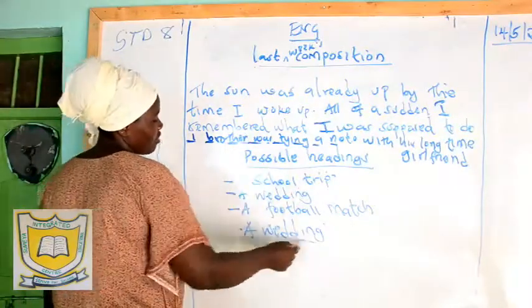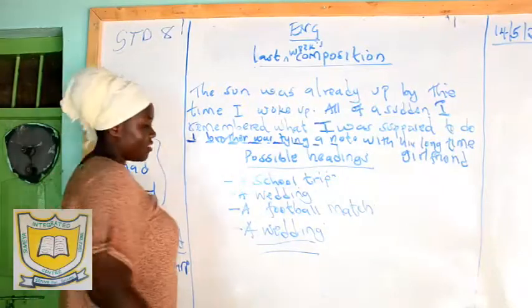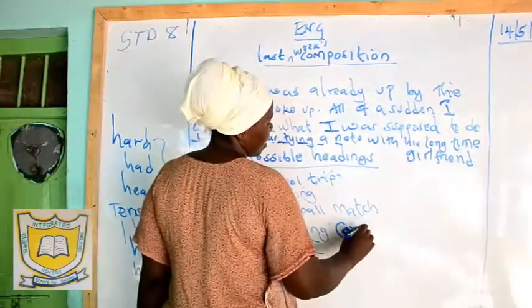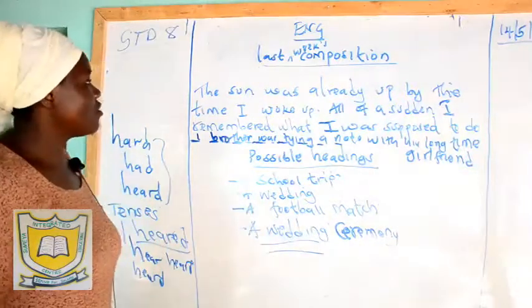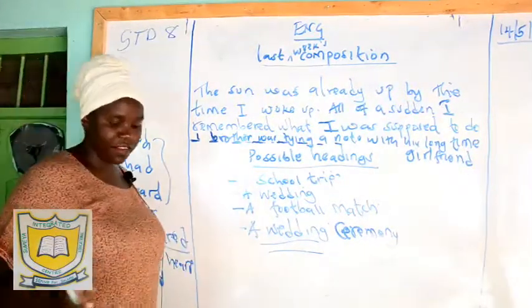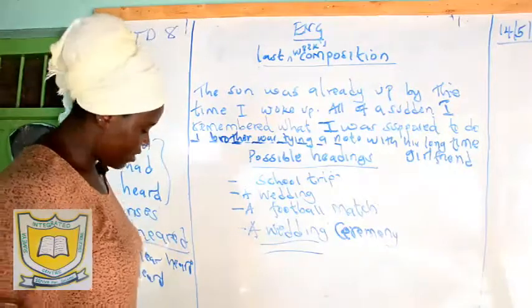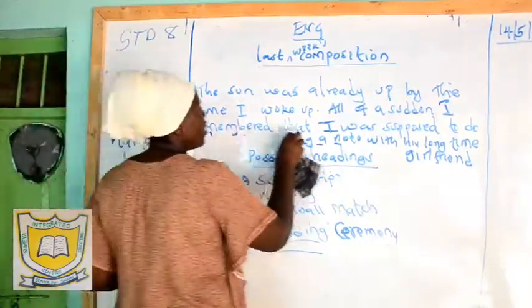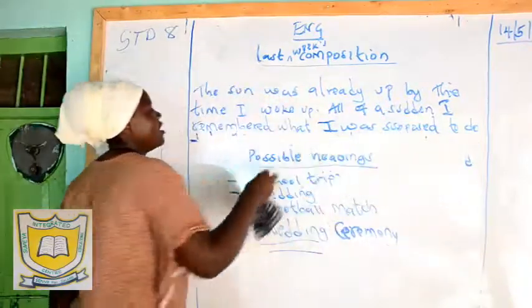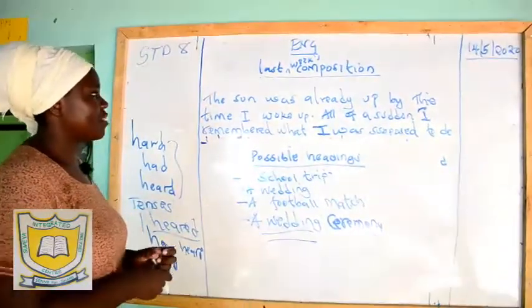Now, if my continuation is that my brother was tying a knot with his long-time girlfriend, then definitely my composition heading is going to be a wedding ceremony. That is if you want to write about a wedding ceremony. But if I don't want a wedding ceremony, let's say I want to write about a football match.